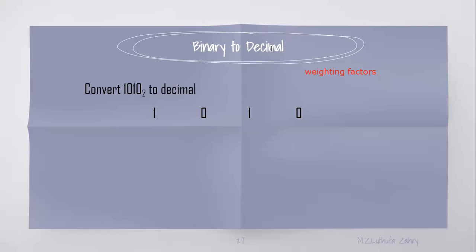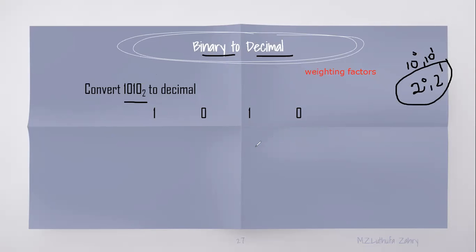Okay. So here we are going to consider the weighting factor. I said when it comes to decimal, the weighting factors will be 10 to the power 0, 10 to the power 1. And if it is binary, it's going to be 2 to the power 0 and 2 to the power 1. So as we are going to convert binary to decimal, we are going to consider these binary weighting factors here. So they have given you 1010 in binary to convert to decimal.